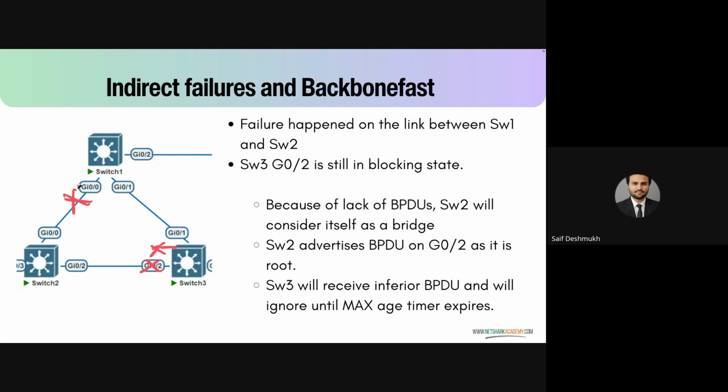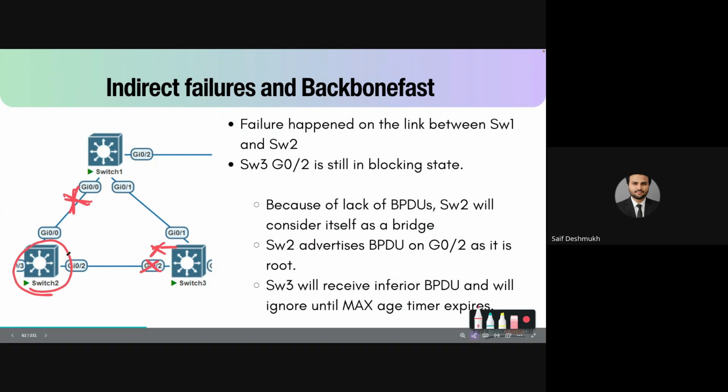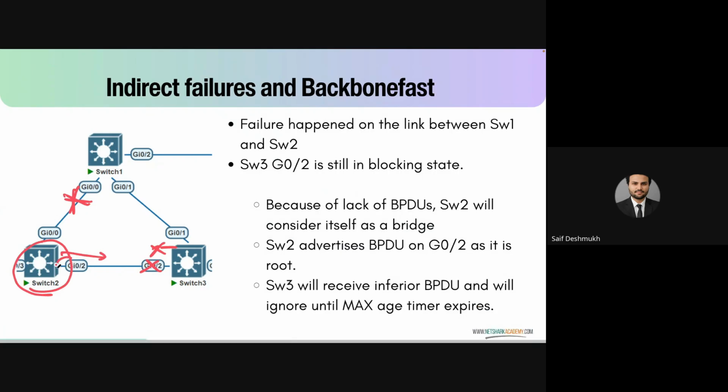Switch 2 lost its root port. Do we have any alternate port? I'm not receiving any BPDUs. Because of that, switch 2 will say, hey, I'm the king, I'm the root bridge now, because I don't see any root bridge. So switch 2 will immediately start sending, because now this is a designated port, right? And only from the designated port we send out the BPDUs. It starts sending out BPDUs where it's claiming to become the root bridge.